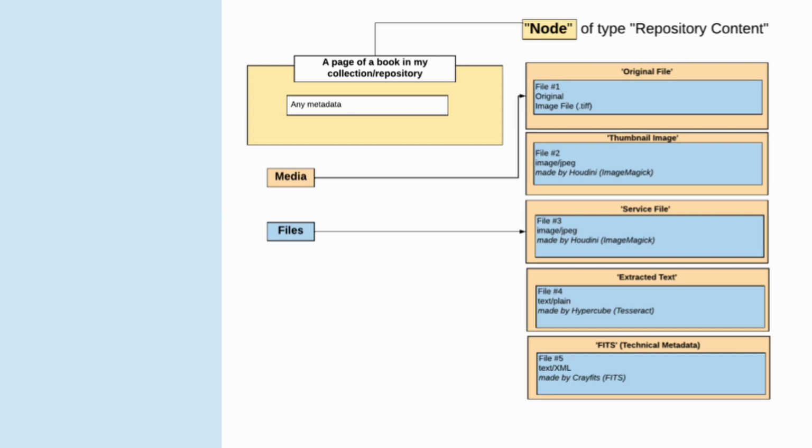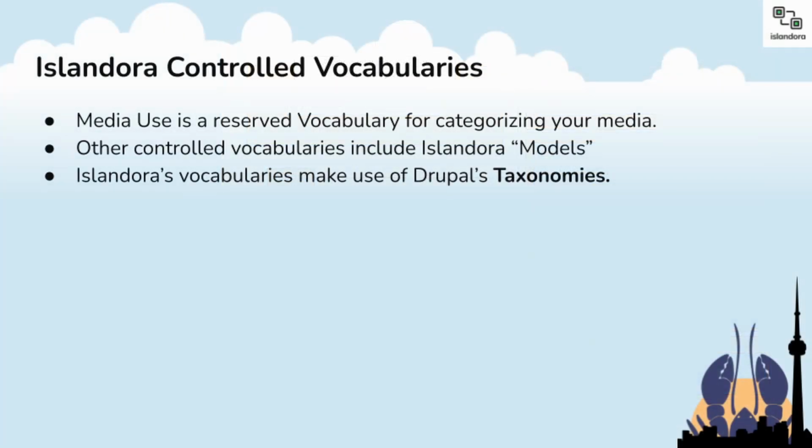Houdini is the name of the service. ImageMagick would make the JPEG, and then I would get maybe text if I'm using Hypercube, which is my Tesseract. So that's your OCR, so that I can get the full text of my image. And then you have Crayfits, which is making the text XML. That's the FITS file.